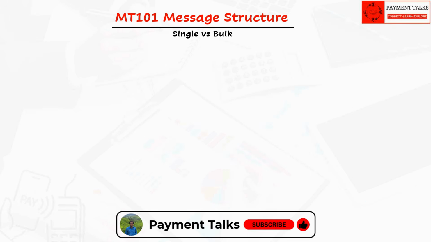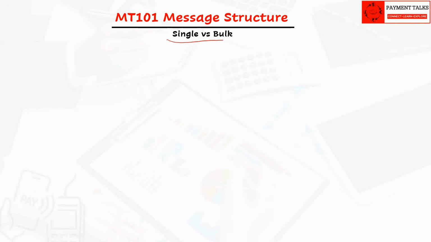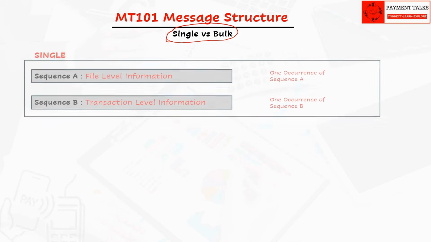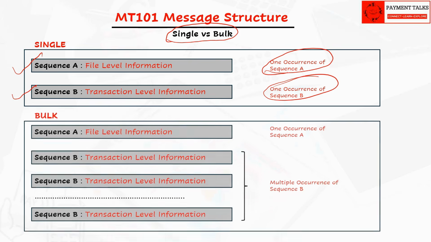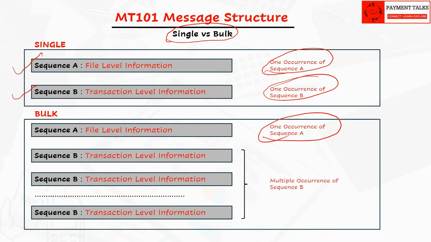Let us now see how MT101 is represented in single and bulk structures. For a single payment, we will have only one occurrence of sequence A and one occurrence of sequence B. That is straightforward. For a bulk payment, we will have only one occurrence of sequence A and multiple occurrences of sequence B. As you can see, there is no hierarchical structure.